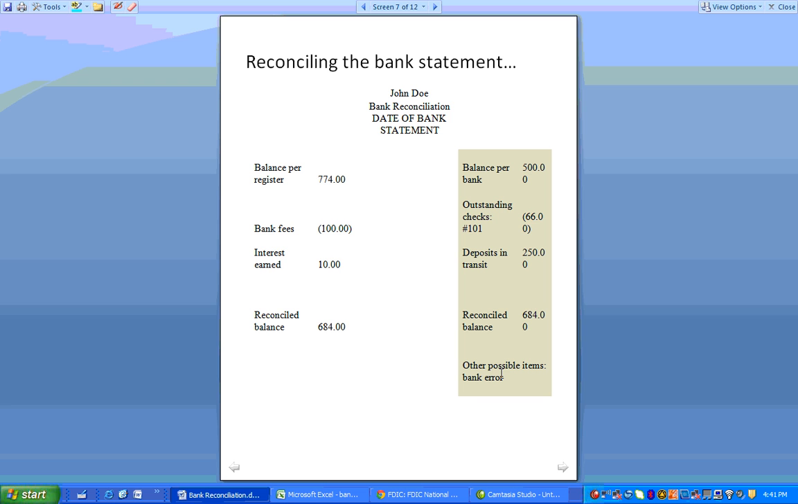But if the bank has made an error in the problem that you're given, then that will go on the bank statement. In real life, the bank doesn't make too many errors. That would be a rarity. So next we're going to look at the check register, reconciling the check register side.